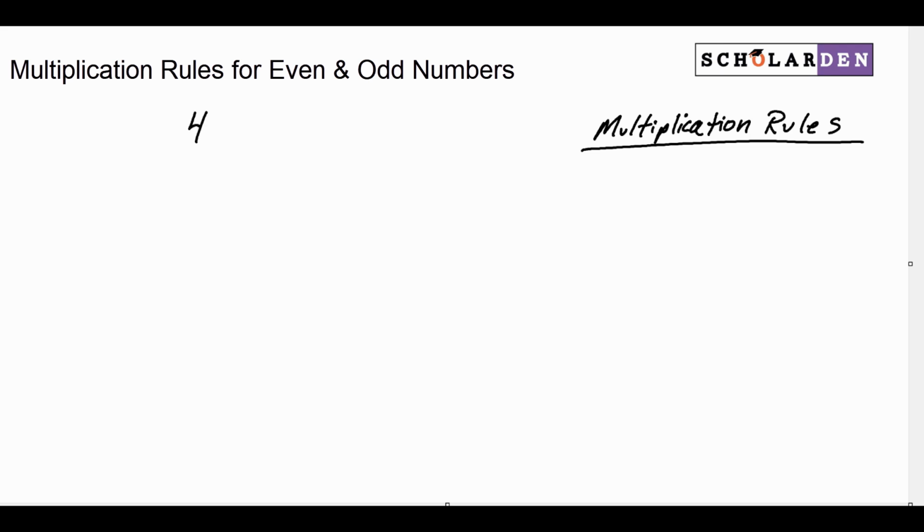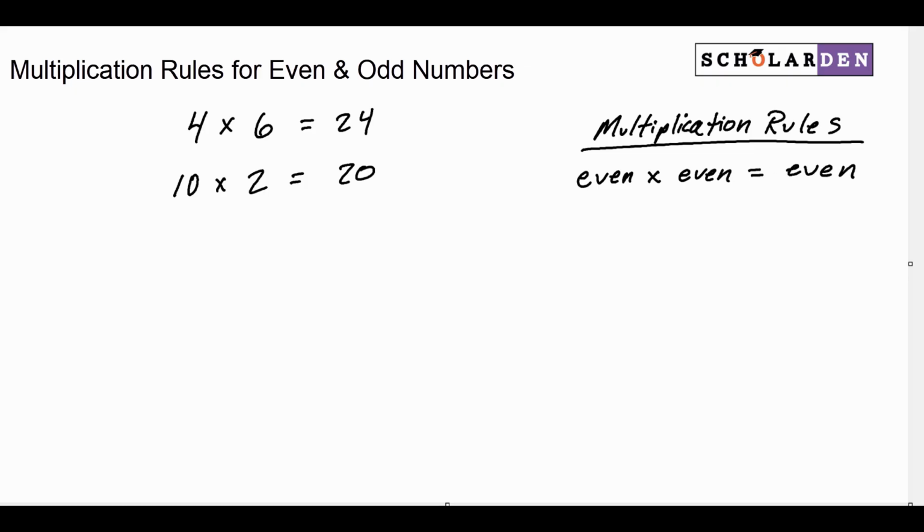Let's try an even times an even. So 4 times a 6, we get 24. That's also even. How about 10 times 2? That's two even numbers. We get another even. And that pattern is going to continue. So an even times an even will always give us an even.